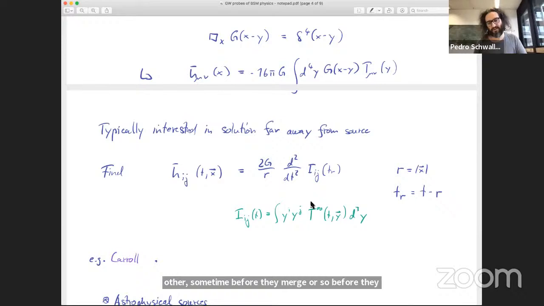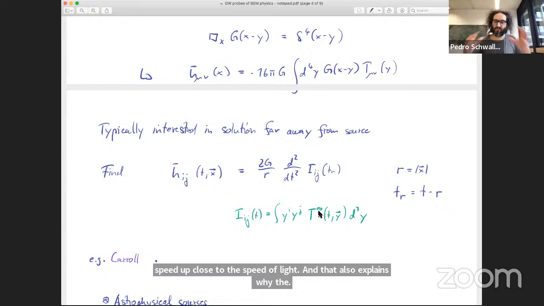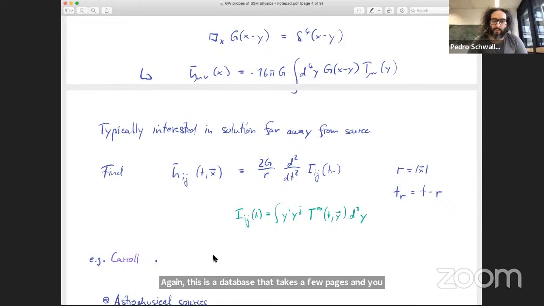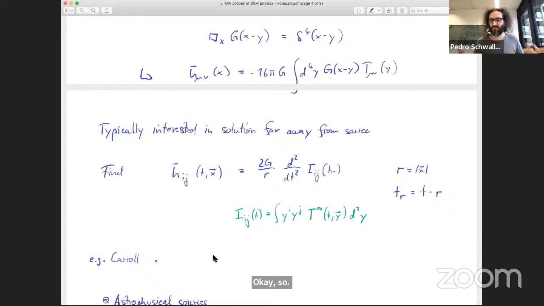And that also explains why the 0-0 component enters here: as long as they are sufficiently slow, the masses are much larger than the kinetic energies. Again, this is a derivation that takes a few pages and you can find, for example, in Carroll. Okay, so now we have established that there are gravitational waves and that there are sources for gravitational waves.